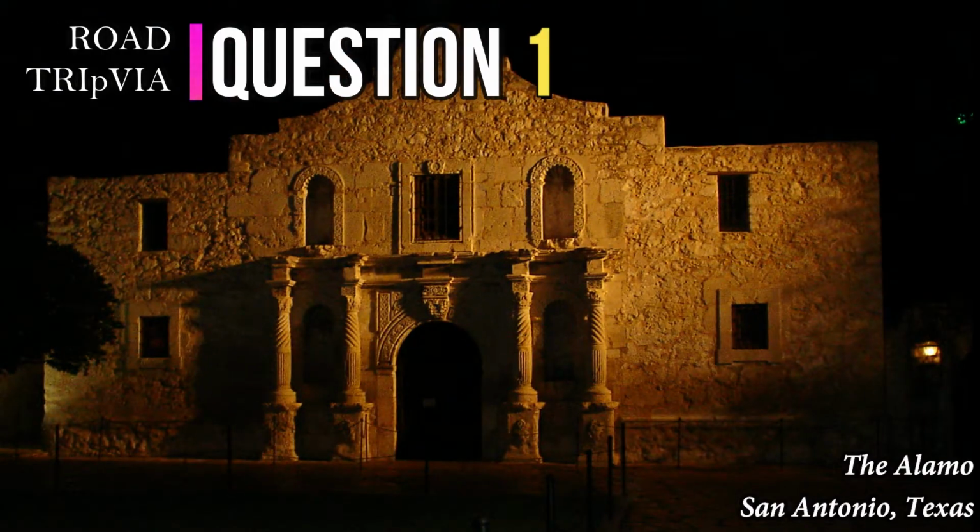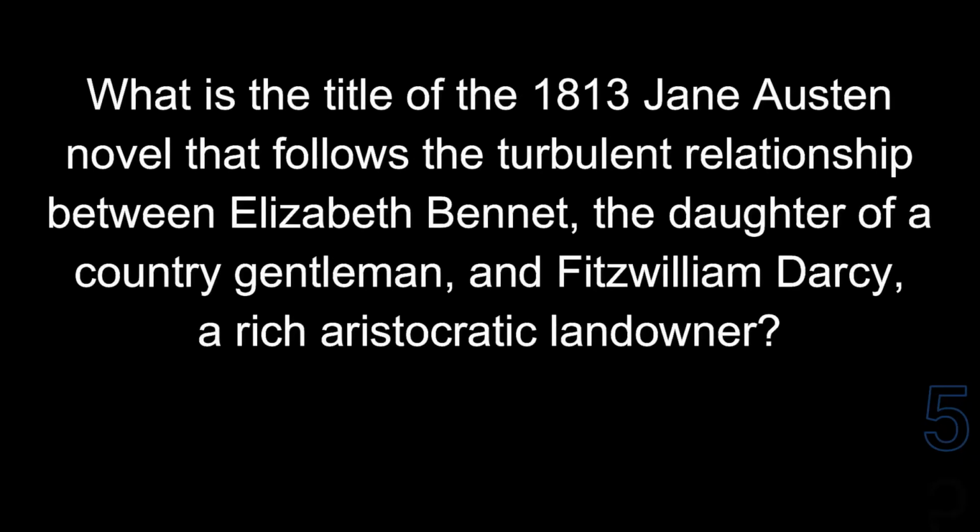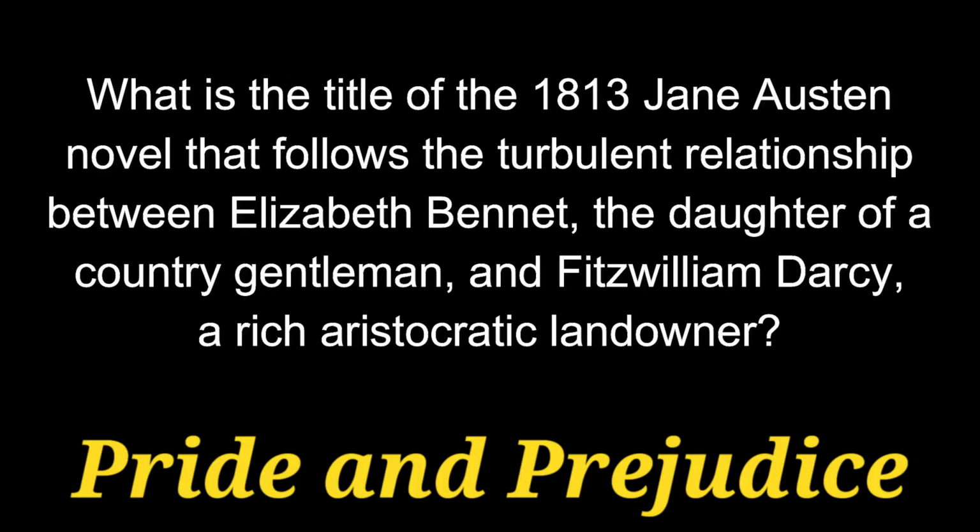Question 1. What is the title of the 1813 Jane Austen novel that follows the turbulent relationship between Elizabeth Bennet, the daughter of a country gentleman, and Fitzwilliam Darcy, a rich aristocratic landowner? The answer is Pride and Prejudice.